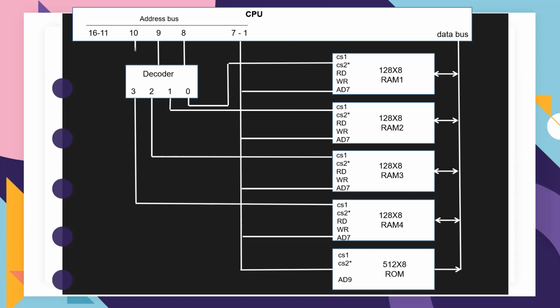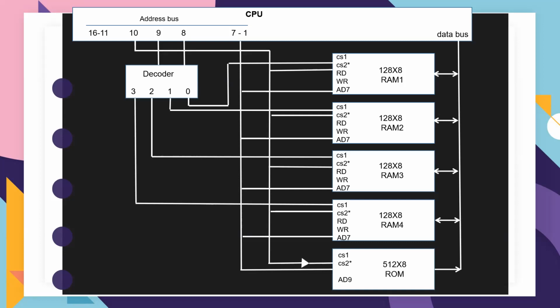Now coming to address line 10, the selection between the ROM and RAM is achieved through bus line 10. The RAM is selected when the bit is 0, and this line is connected to the CS2 input of each RAM chip, and through an inverter to the CS2 input of the ROM chip. That is, when the bit is 1, then the ROM chip is selected for the operation.